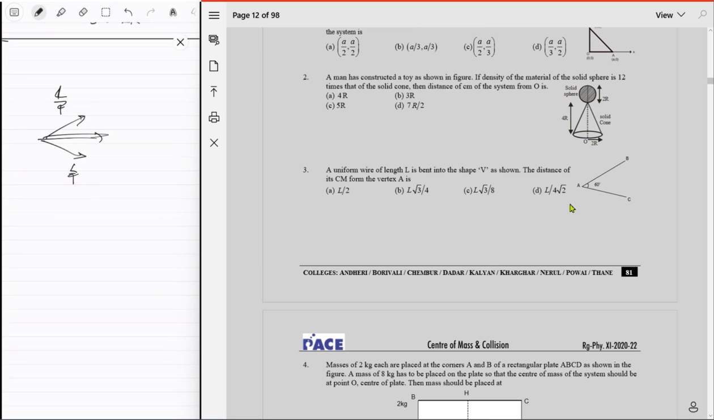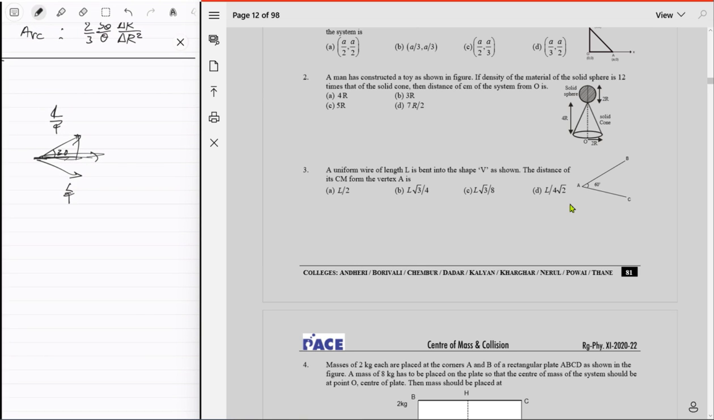Or you just say that's 30 degrees. Like cosine of 30 degrees, root 3 upon 2, that times 2. So root 3 times this guy, right? Exactly. Yeah, that's what this will be. Just root 3 L upon 4. So that's the distance, root 3 L upon 4, which is B.